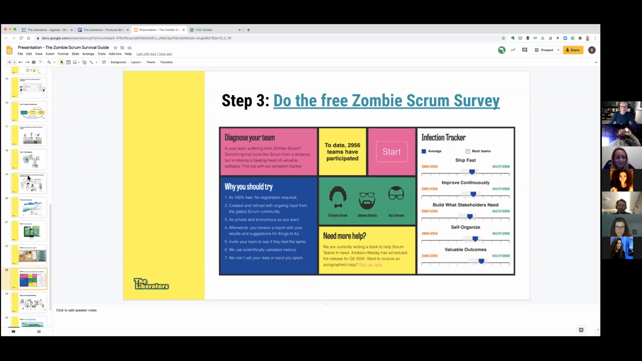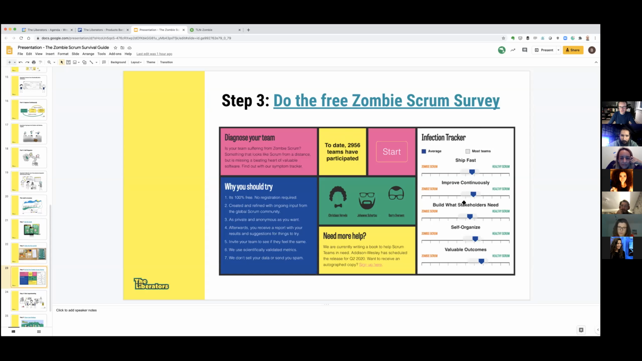Maybe my recommendation for today would be this free anonymous survey. This is our focus for the upcoming months as well. You get a detailed report on the state of your team and also recommendations on what to read, what to try, what experiment based on your team. These are experiments that you could try. These are books you could read. These are articles you could check.